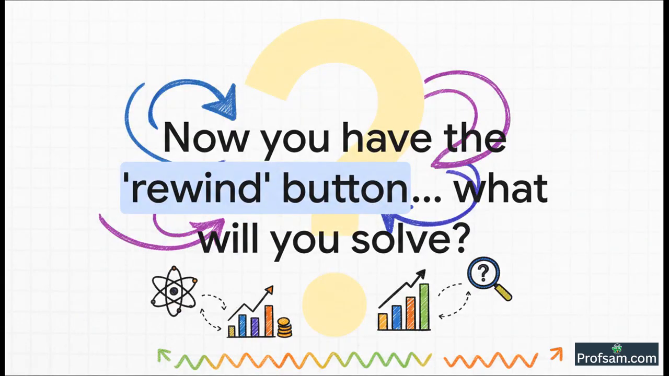So, there you have it. You now officially have the rewind button in your math toolkit. You can go from a rate of change all the way back to the original total. Just think about all the incredible problems you can solve now, in physics, in economics, in so many fields. Keep that curiosity fired up as you dive deeper into this chapter.